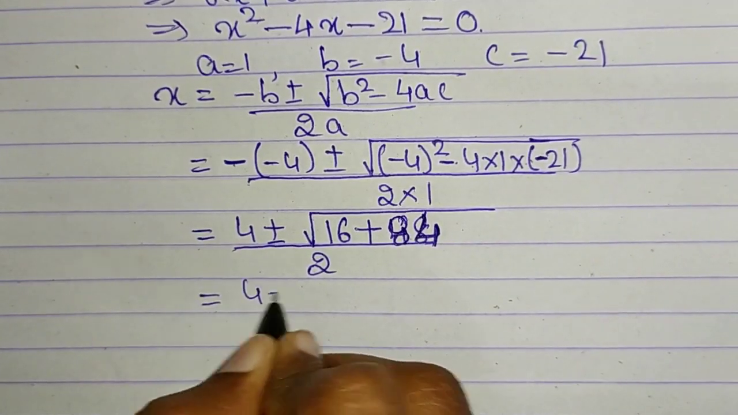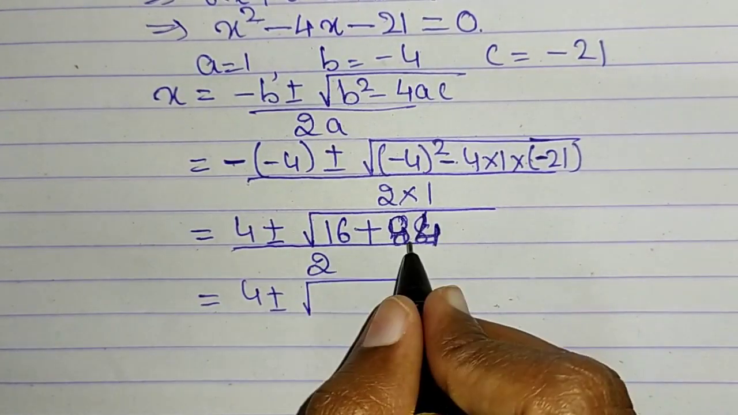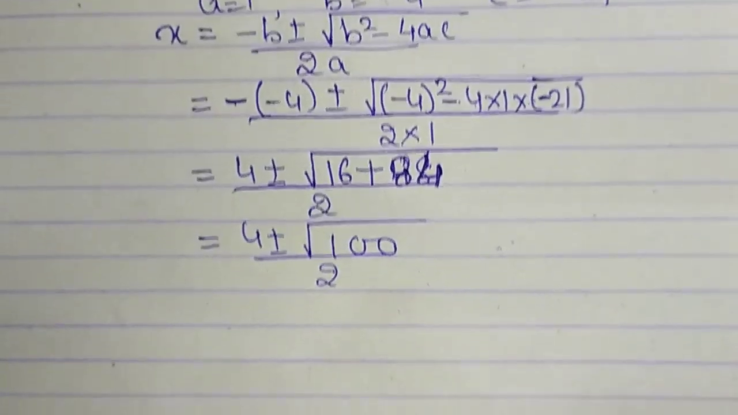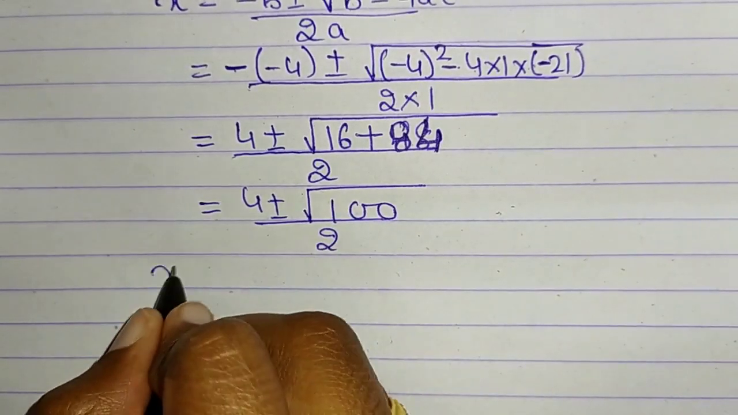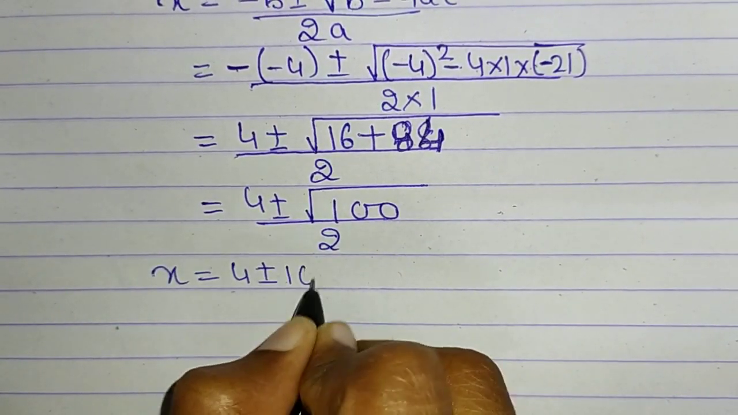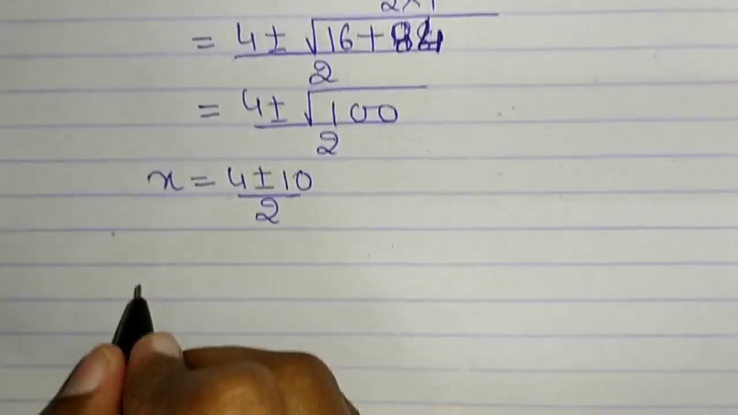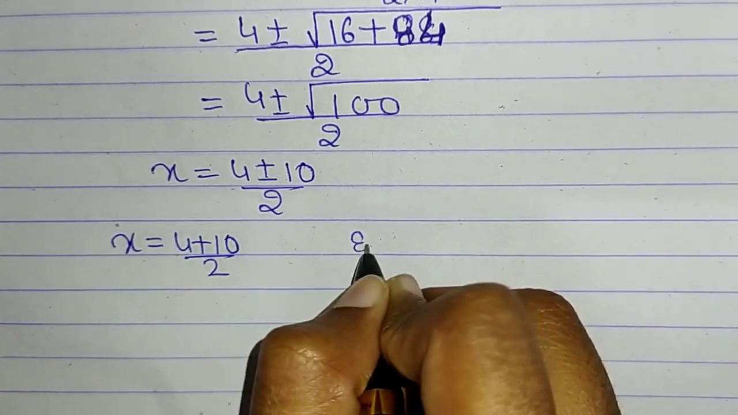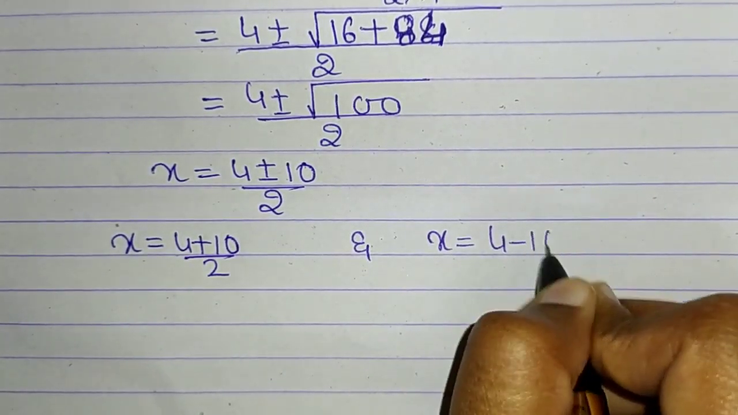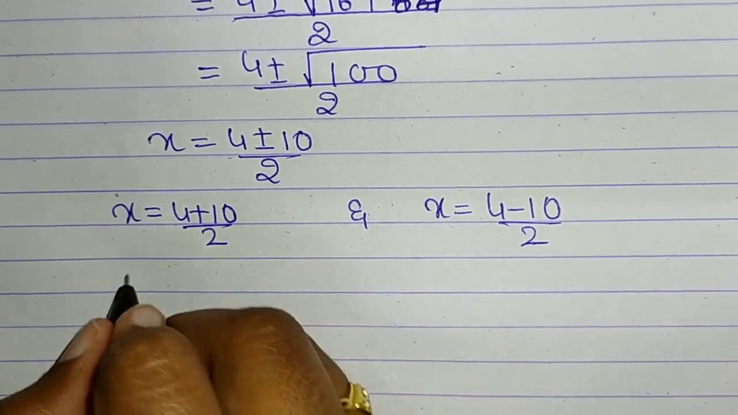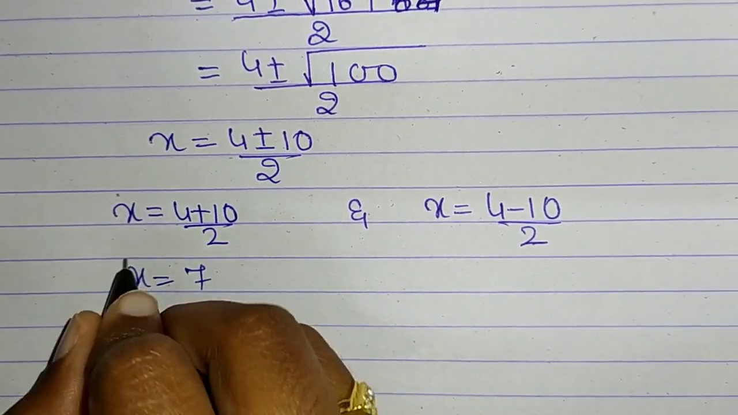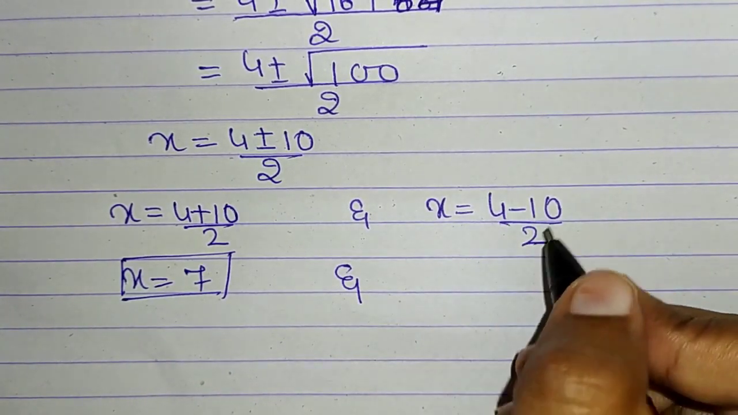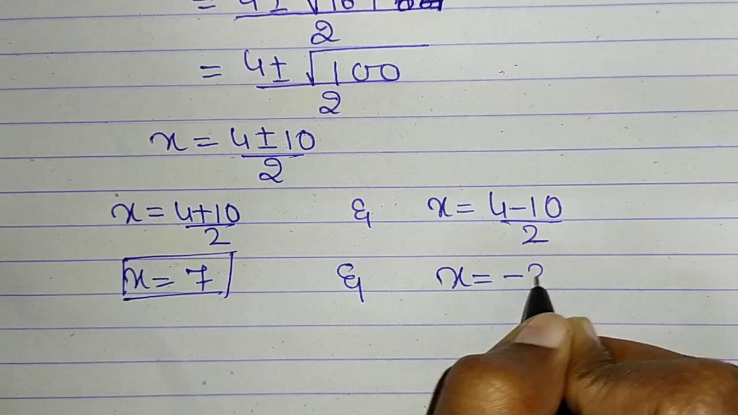So now we have 4 plus or minus under root 84 plus 16, which is 100, divided by 2. We know that the square root of 100 is 10. So x is equal to 4 plus or minus 10 by 2. Now splitting the solutions, x is equal to 4 plus 10 by 2 and x is equal to 4 minus 10 by 2. So 4 plus 10 is 14, 14 by 2 is 7. One solution is x equal to 7, and x equal to 4 minus 10 is minus 6, minus 6 by 2 is x equal to minus 3.